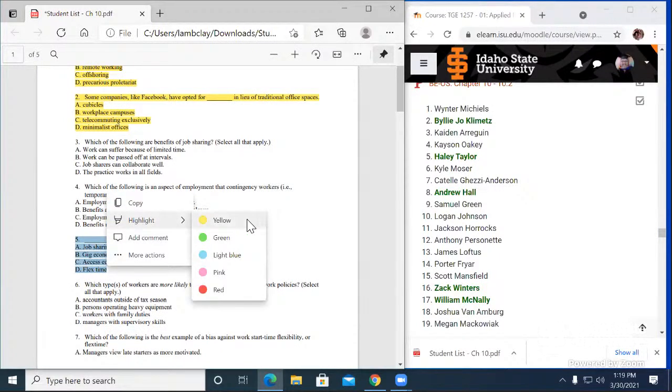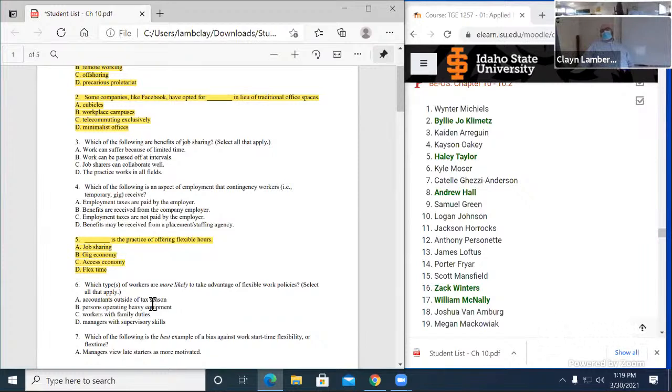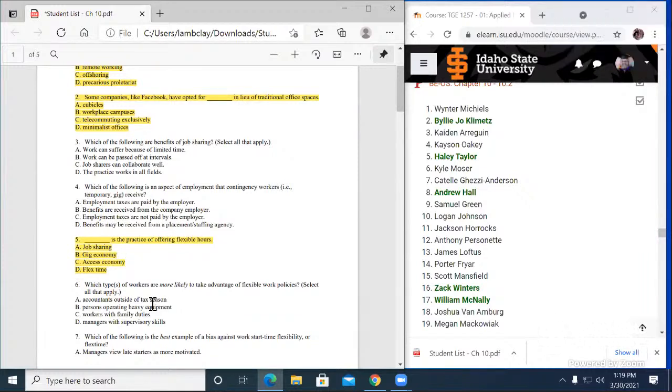So that is, let's see, flex time is the practice of offering flexible hours. Okay, so what does that mean? So I think it means they give you a set amount of work that they expect you to get done, and it's your job to manage your own time.